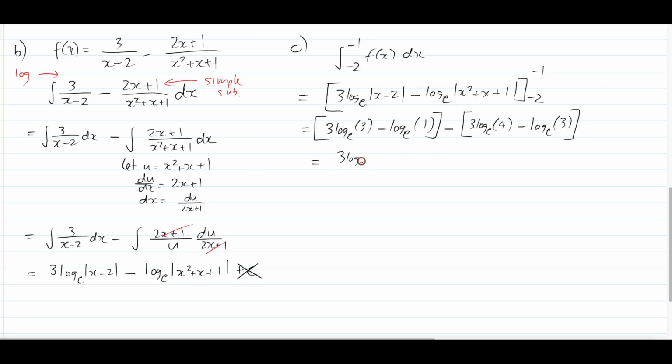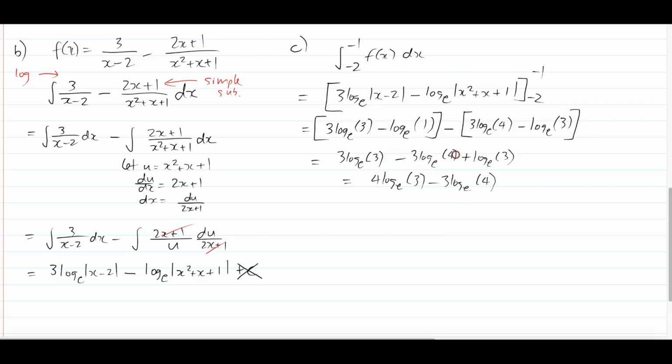3 log e 3, can't do anything about that. Log e 1 becomes 0, so it just disappears. And then you have minus 3 log e 4, and of course plus log e 3, because minus minus log e 3 is plus log e 3. Let's try to combine a couple of them. So 3 log e 3 plus log e 3 is 4 log e 3, minus 3 log e 4.